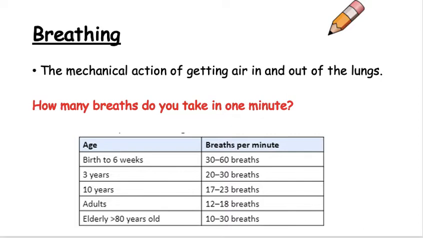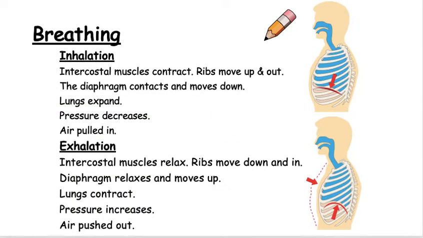Now let's look at the mechanics of breathing then. It's divided up into two processes. You have the process of inhalation, which is breathing in, and the process of exhalation, which is breathing out. During inhalation, and I explained this briefly in part 1, you have your intercostal muscles. The intercostal muscles are located here in between the ribs, and they contract, and that forces the ribs to go up and out.